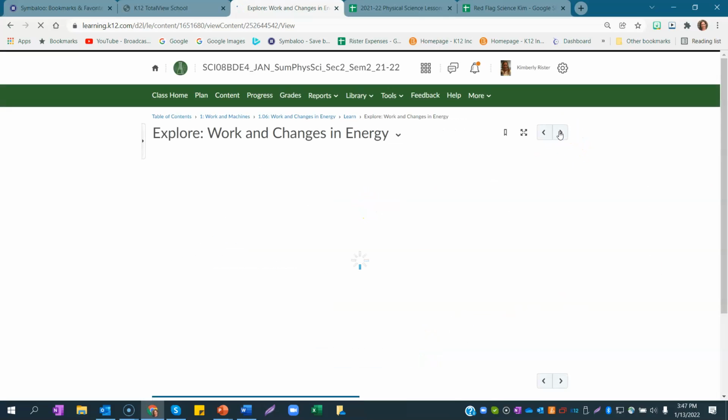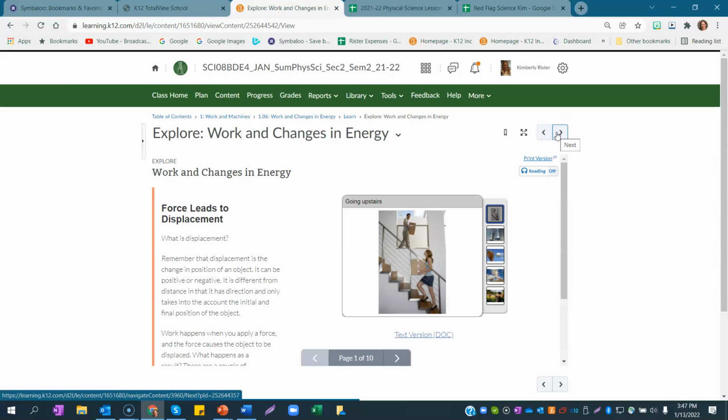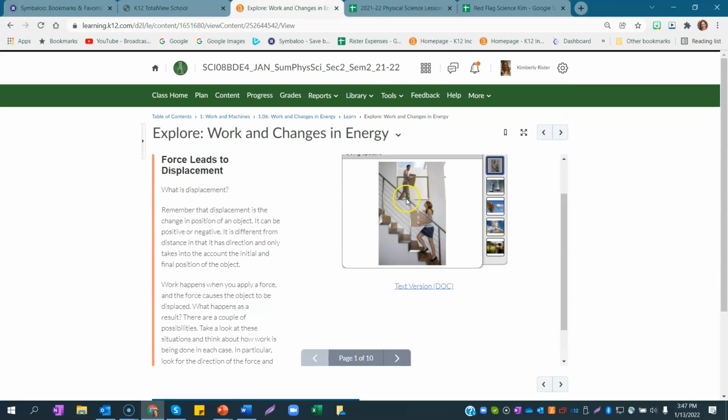All right, so now as we get into explore, this is where the lesson content actually is, and there is the very first guiding question. What is displacement? Force leads to displacement. Remember that displacement is the change in position of an object. So there you go. There's the answer to guiding question 1.